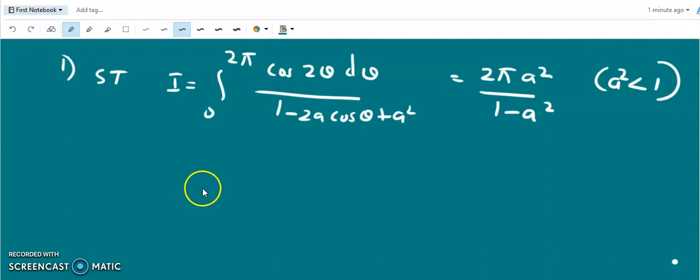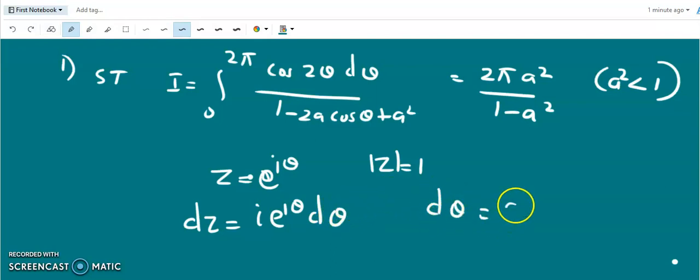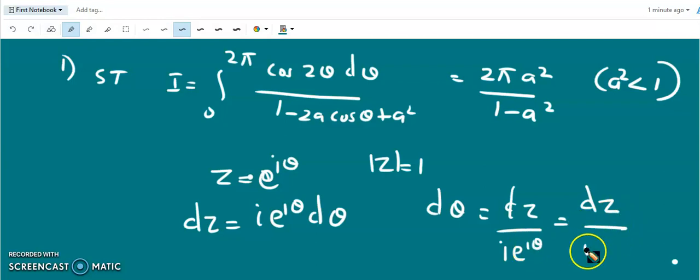First of all, we consider a unit circle. A unit circle means a circle having radius 1. So for that, z equal to e to the power i theta, and mod z is equal to 1. dz by d theta is i e to the power i theta. So dz is equal to i e to the power i theta d theta, and therefore d theta is equal to dz divided by i e to the power i theta, but i e to the power i theta is iz, so d theta is dz by iz.